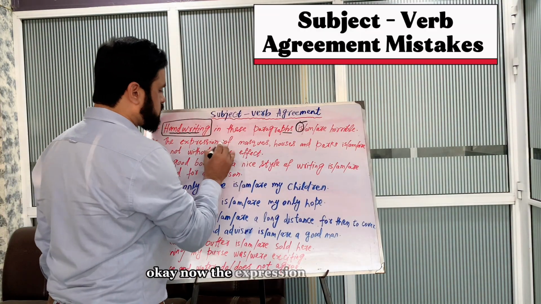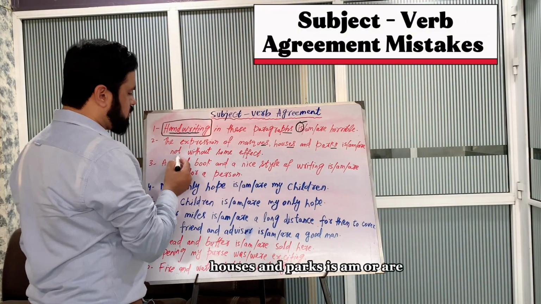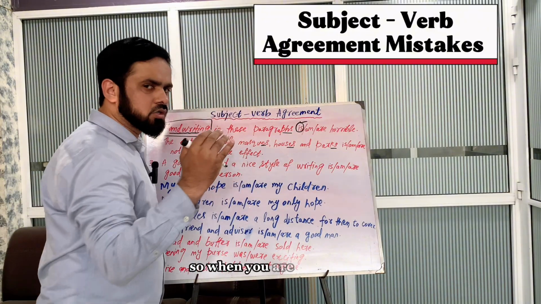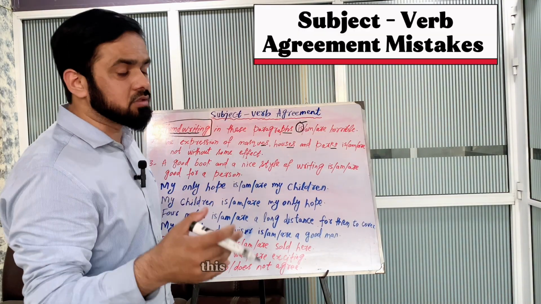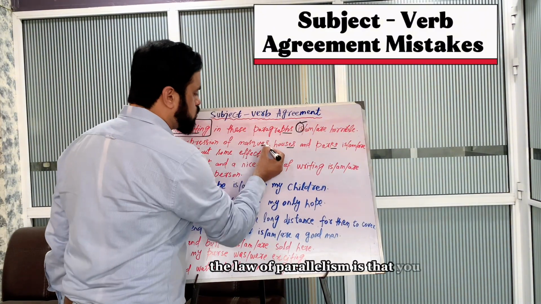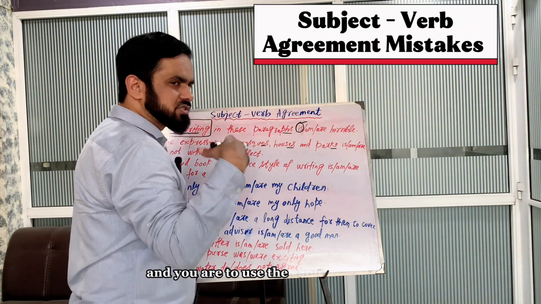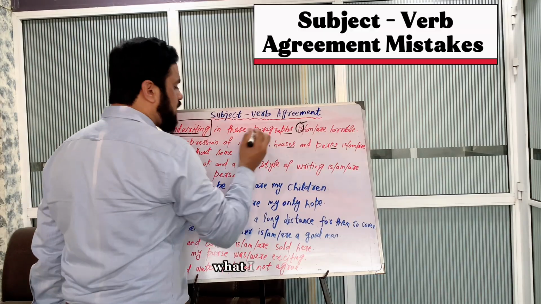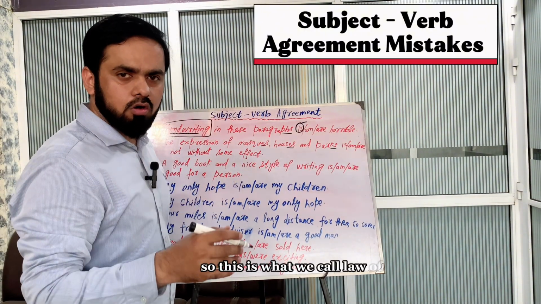Okay, now: the expression of mosques, houses, and parks is or are not without some effect. So let's study this sentence. The expression of mosques. When you are to join some nouns with commas, you are to use the same noun form. This is another rule. This is what we call the law of parallelism, right? The law of parallelism is that you are to use the same nouns. If you are to connect different nouns with commas or and, you are to use the same noun. If you have used the singular noun, your other nouns should also be singular. But right now here, I use the plural nouns, and the rest of the nouns are also plurals. So this is what we call the law of parallelism, right?